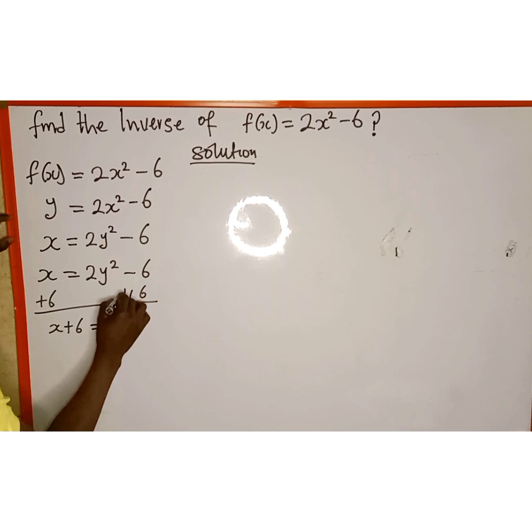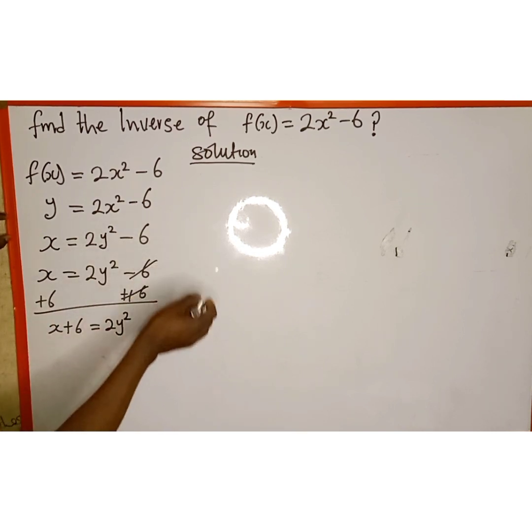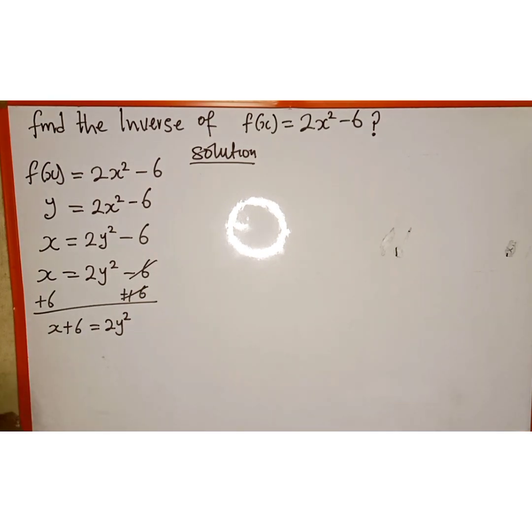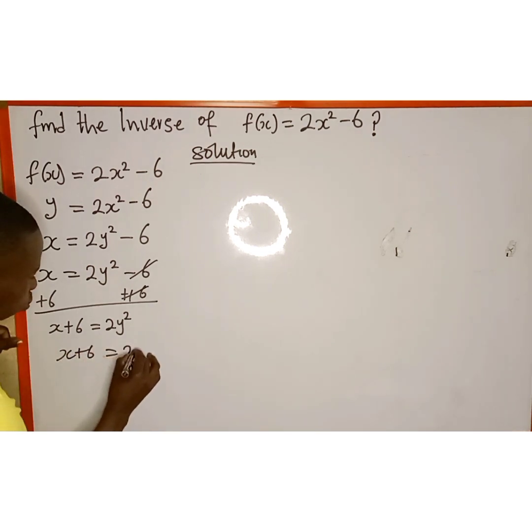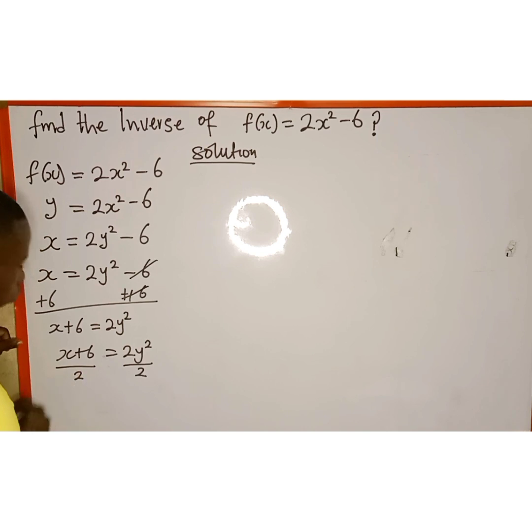Then negative 6 plus positive 6 is going to cancel because negative 6 plus positive 6 is 0. So the next thing for us to do, since we are making y the subject of the formula, and this 2 is attached to y squared, first of all, let us divide both sides by the coefficient of y squared, which is 2, in order to eliminate this 2. So I'll have s plus 6 equal to 2y squared divided by 2, then divided by 2, so that this can cancel this.